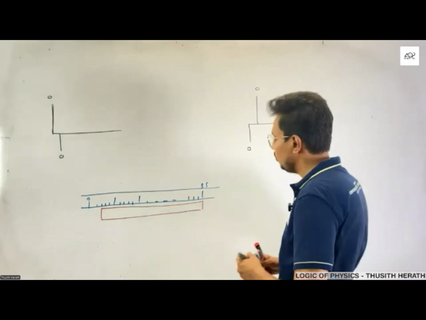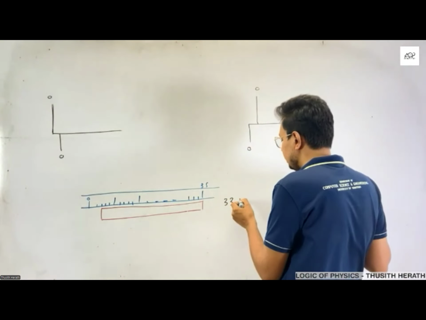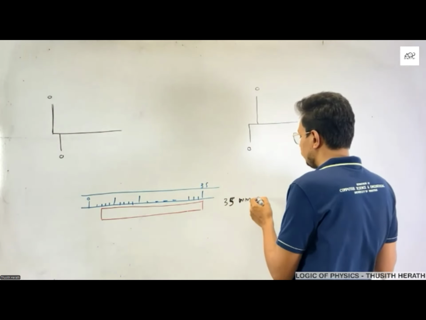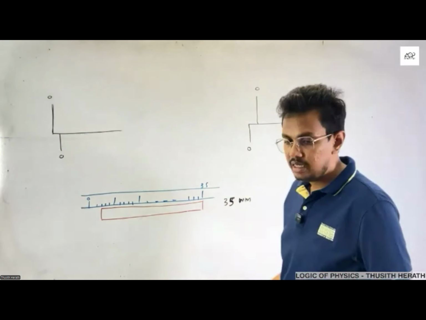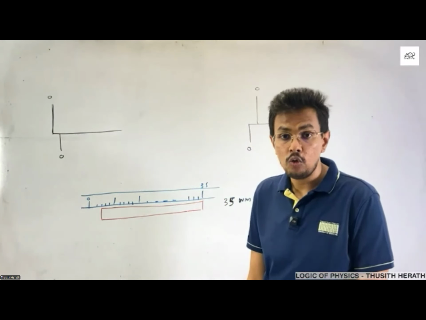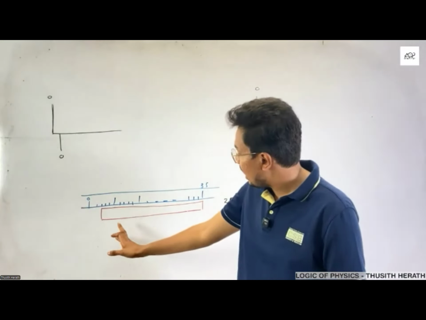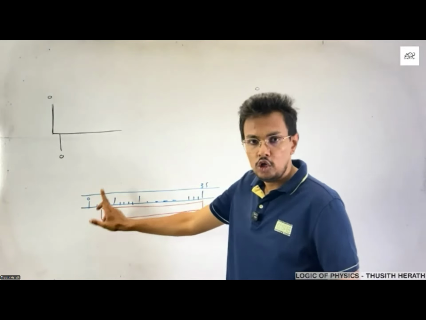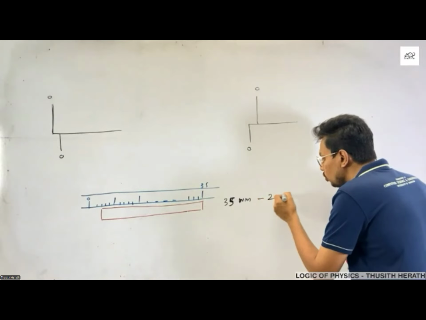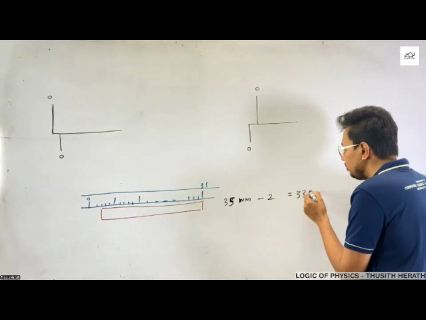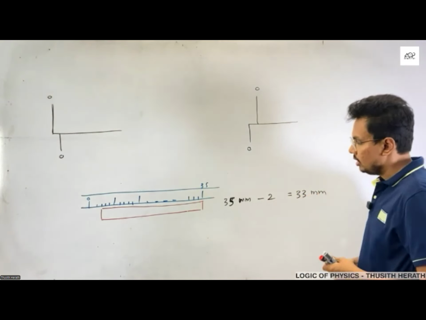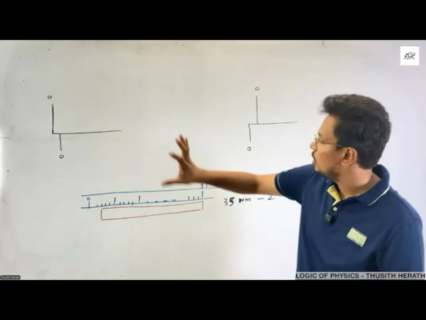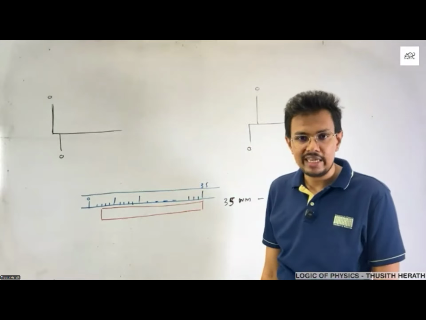If I say the length of this stick is 35 millimeters, is it correct? No. The reason? Because we haven't started measuring from 0. We have started measuring from 2. So we have to reduce that 2, meaning 33 millimeters. This is totally equal to the positive zero error of the Vernier caliper.